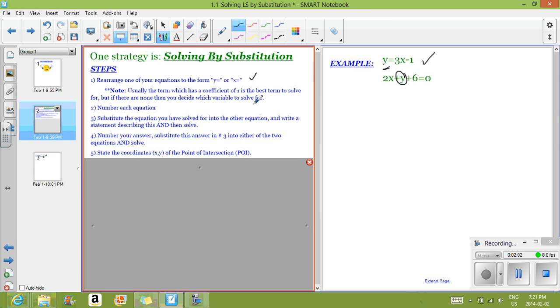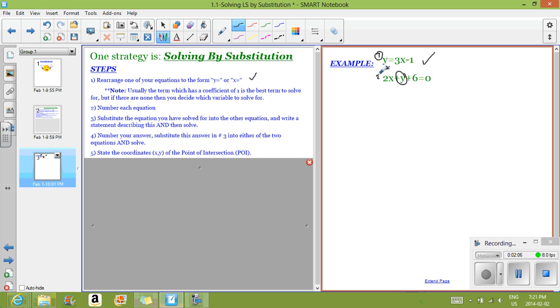We've rearranged. Step 2 is to number the equations. So I'm going to number this 1 and this 2. And so what I'm going to do for step 3, we have to sub one equation into the other. This is the equation we've solved for, so we are going to write the statement describing that we are going to sub 1 into 2. And so this is the communication piece where we're telling whoever's looking at it that we're subbing the first equation into the second equation.